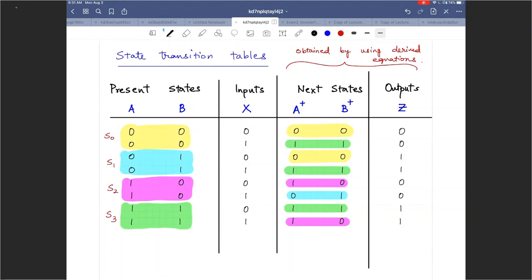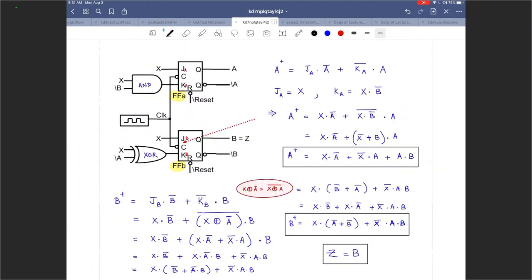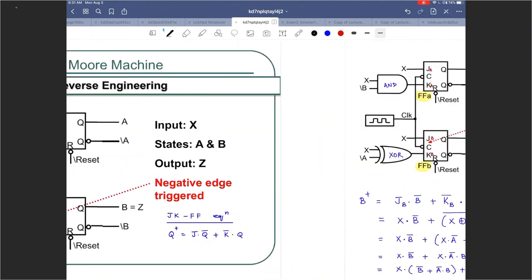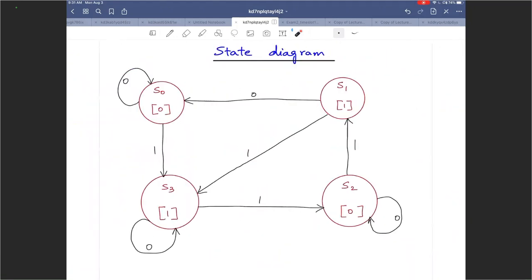Also note that this is also important, right? To recognize what is the input, what are the states, what is the output. Why did we call these the states? Because those were outputs of the flip-flops. Why did we call this the output Z? Because Z was equal to B. Why did we call this the input? The only thing that was left over apart from states and the outputs is the input, that is X. So this is a negative edge triggered flip-flop design that has this particular state diagram.